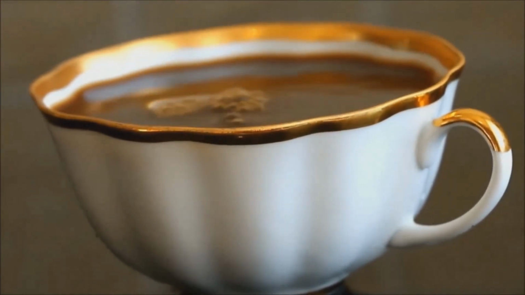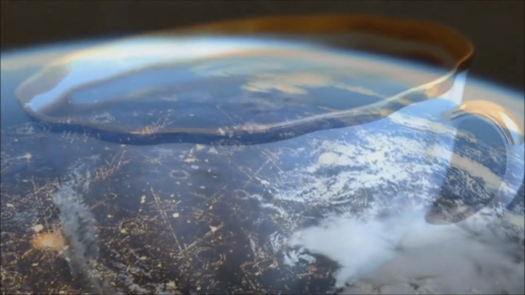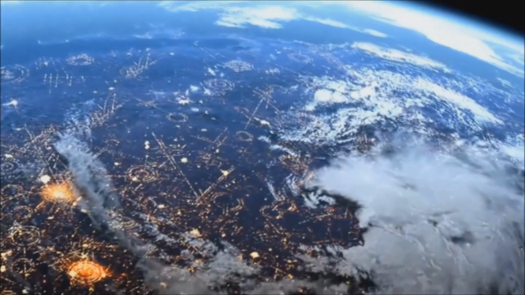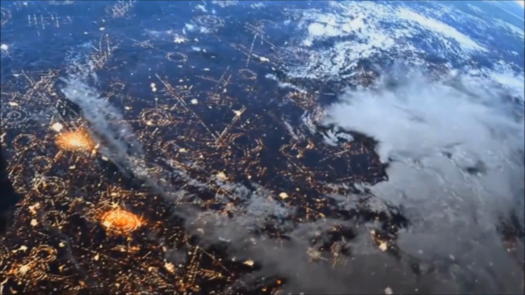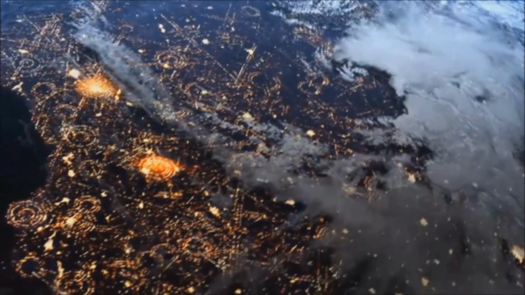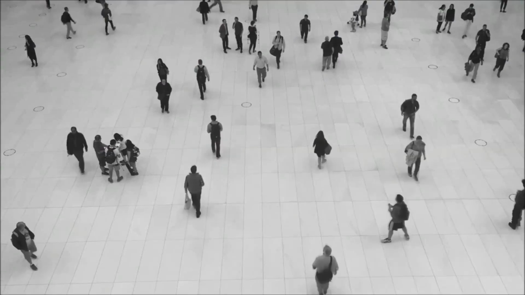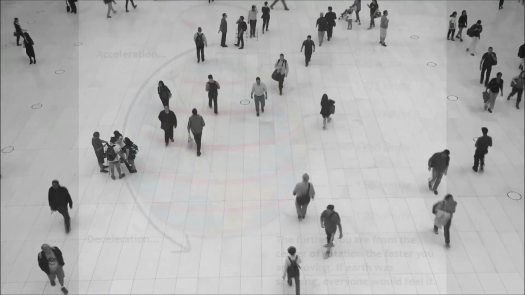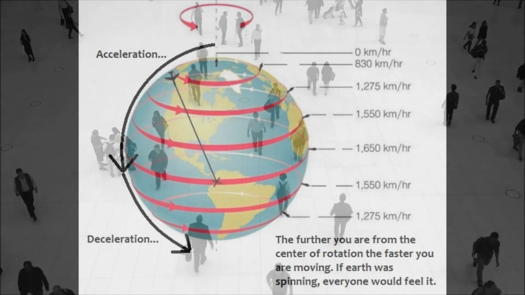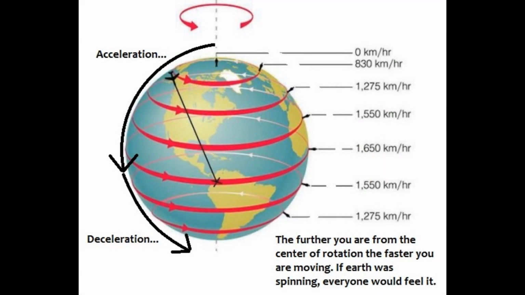That's because the coffee, the cup and you are all moving at the same rate as the plane. Earth is moving at a fixed rate, and we're all moving along with it, and that's why we don't feel Earth's spin. If Earth's spin were suddenly to speed up or slow down, you would definitely feel it.